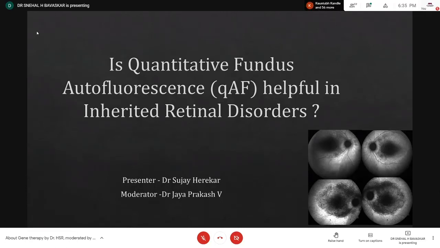I'll be talking about the role of quantitative fundus autofluorescence in inherited retinal disorders. So here we have a patient seen in 2018. If we see the fundus autofluorescence pictures of both eyes, the top two images, they show a central area of hypoautofluorescence. And we saw the patient back in 2021, 3 years later. They show a larger area of the hypoautofluorescence centrally. So how we quantify it is probably what we'll learn through the presentation.